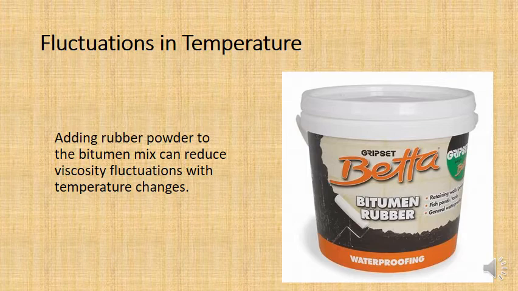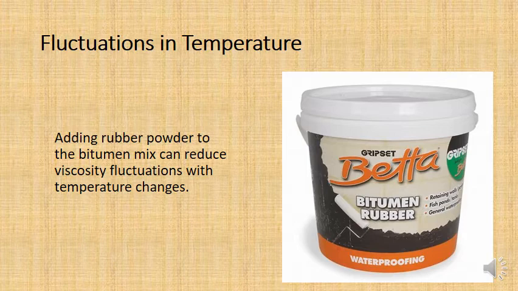Obviously, though, you don't really have a lot of say in what kind of bitumen you get out of the ground. And so one way you can control viscosity fluctuations is you can mix rubber in with your bitumen mix. And you can buy a rubber powder. This is usually available at hardware stores. But this is a great way to stop bitumen having such a big variation in viscosity.